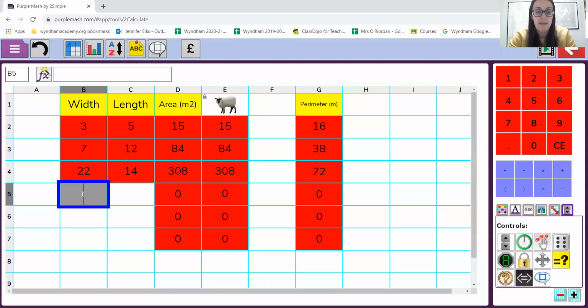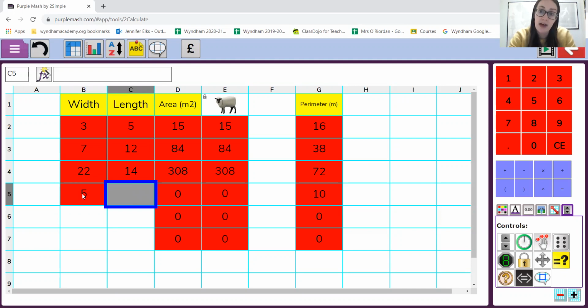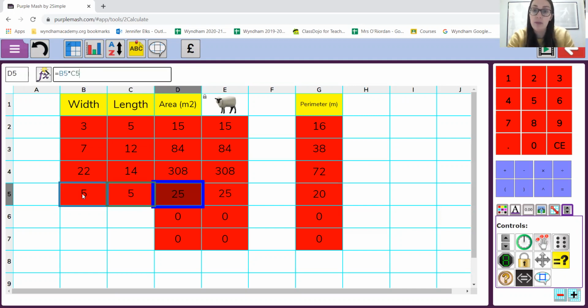So this one was a square then. It had a width of 5. Because it's a square, the lengths are the same. So the width's 5, the length was 5. So the area will be 25 metres squared. So the sheep, there would be 25 sheep, and the perimeter would be 20. So 5, 5, 5, 5. Okay, I want you to have a go at filling in this machine.